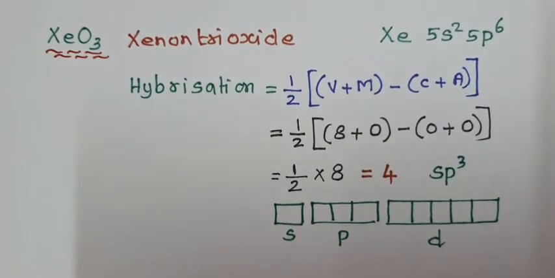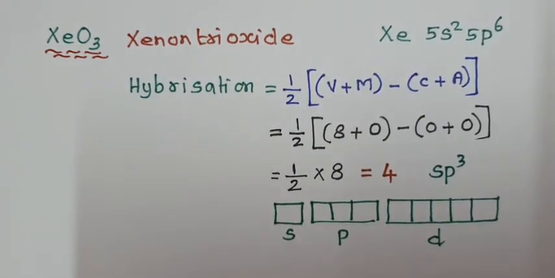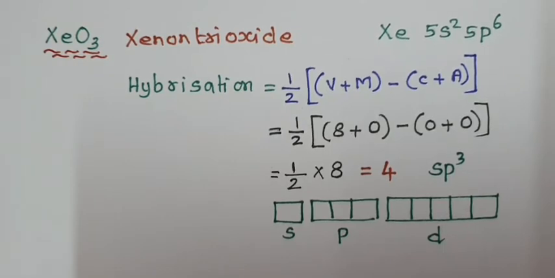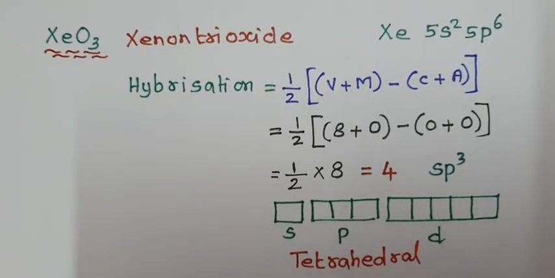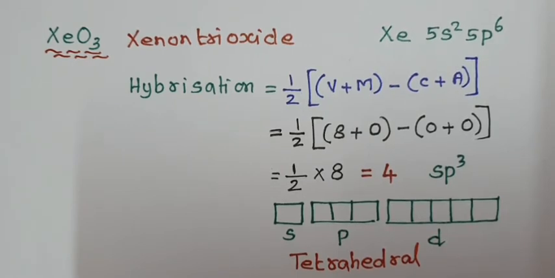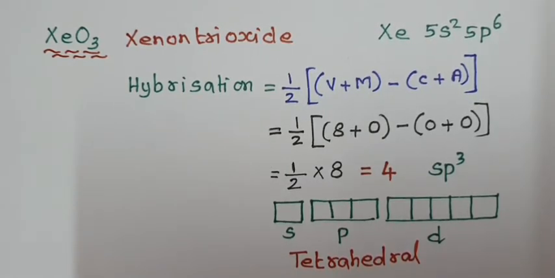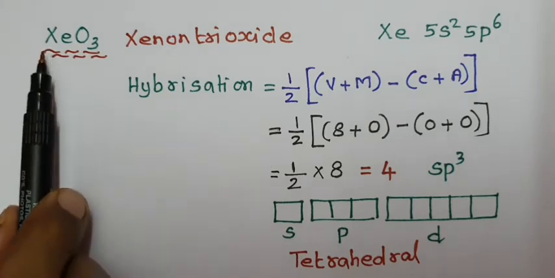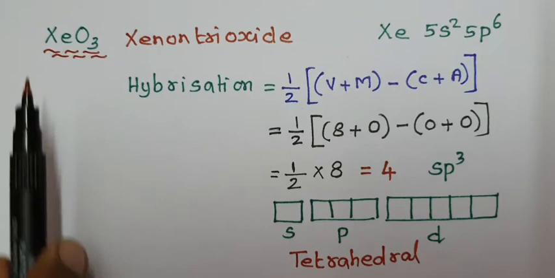If the hybridization is sp3, the actual geometry is tetrahedral. The actual geometry is tetrahedral. Now, before drawing the structure, we are going to calculate the number of bond pairs and the number of lone pairs present in XeO3.